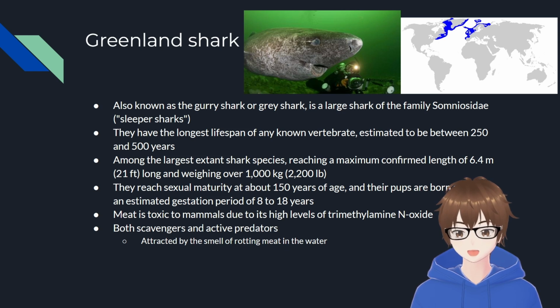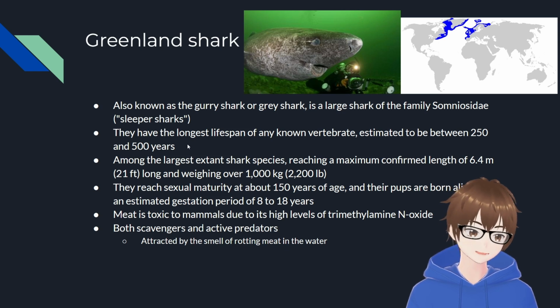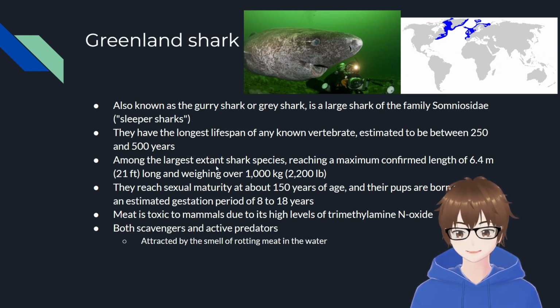And you might not know of these very much because they're not really found that often. But they're also known as the Gurry shark or the gray shark, and it's a large shark in the family of sleeper sharks. They have the longest lifespan of any known vertebrate, estimated to be between 250 to 500 years. So they can live a long, long, long time. Among the largest extant shark species, extant again being living shark species, it's reached a maximum confirmed length of 6.4 meters or 21 feet long and weighs around 1,000 kilograms or 2,200 pounds.